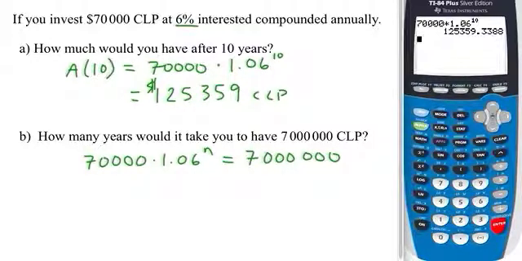And this becomes a problem like you were working on yesterday. And you can do this a couple ways. If I wanted to, I could divide both sides by 70,000.